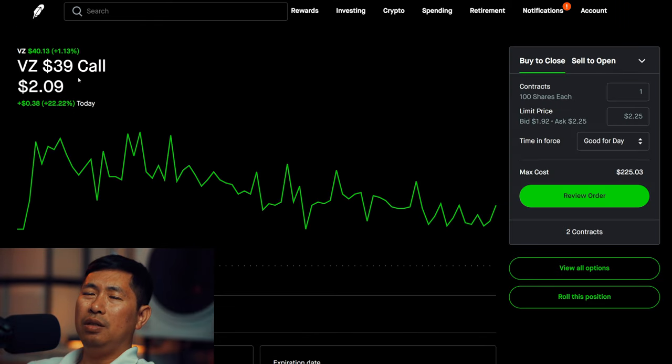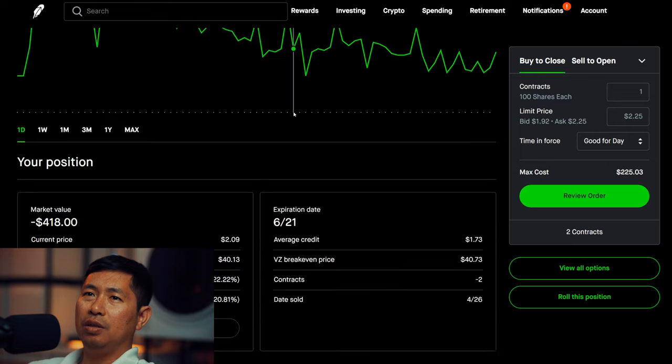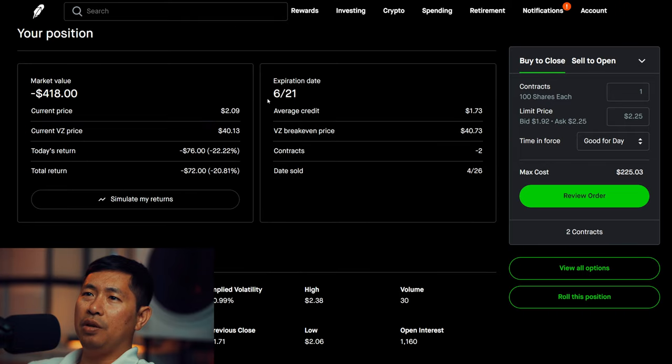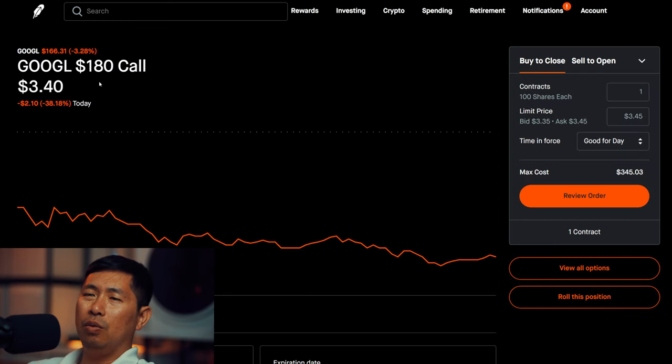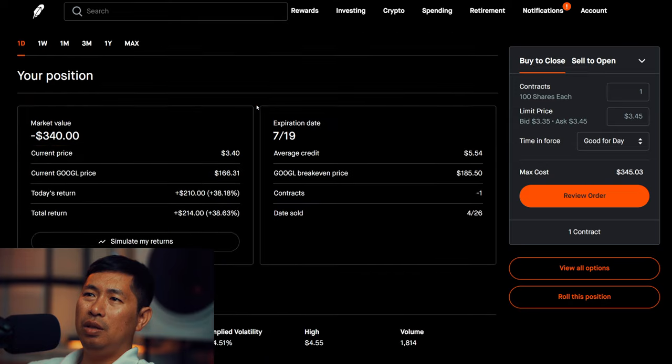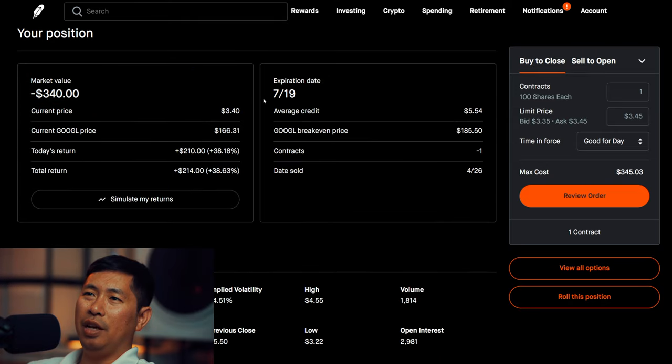I'm selling Verizon $39 covered calls. These expire June 21st. Total return, I am down $72. I'm selling Google $180 covered call. This expires July 19th. Total return, $214.